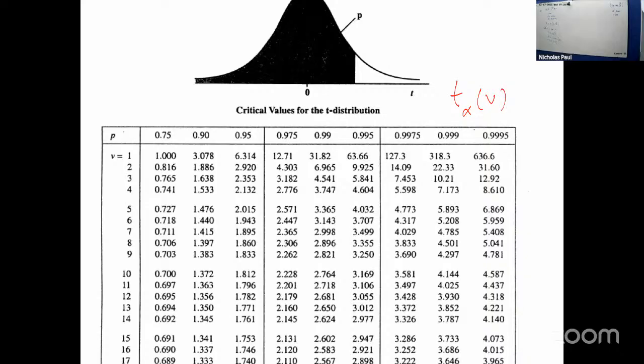So let's use a table and I'm going to read off one from us. Use alpha as 0.95 and use our 10 degrees of freedom. Go to your table, tell me what you get.